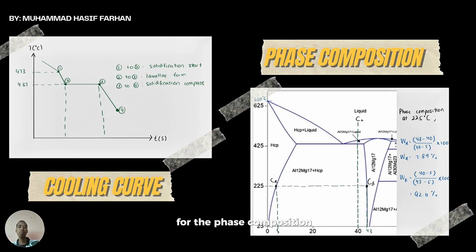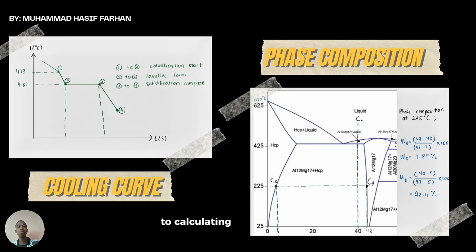For the phase composition analysis on the right, we use the lever rule to calculate the percentage of different solids present at 225 degrees Celsius for our 40% aluminium alloy. To calculate the weight of alpha, by looking at the distance between the phase boundaries at 5% and 43%, we find that the mixture contains approximately 7.89% of the alpha phase.